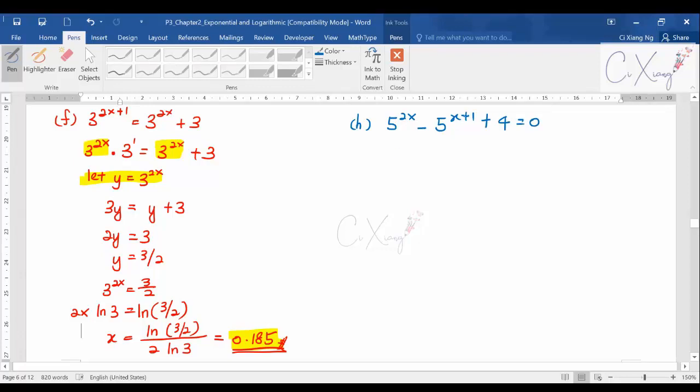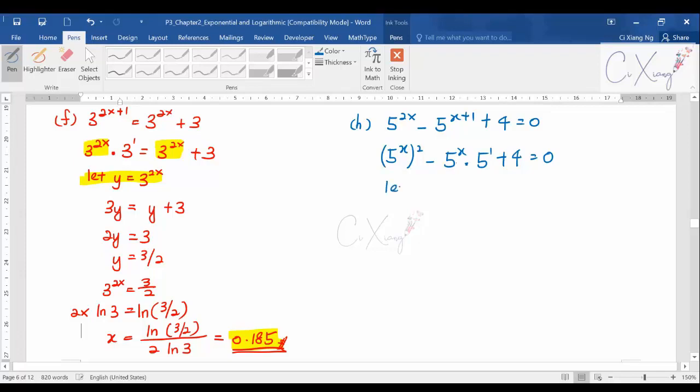Alright, so again, I will try to split this. Okay, so 5 power 2x, I will just keep it first. Or maybe I will try to write it as 5 power x, power 2, like this. Minus 5 power x multiplied with 5 power 1 plus 4 equals to 0. So in this equation, you will see that I'm having 5 power 2x and 5 power x. So power x is the smaller unit, right? Power x. Then this is power 2x. 2x is larger, x is smaller.